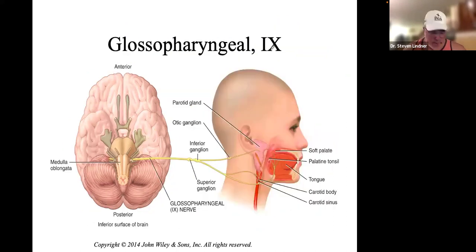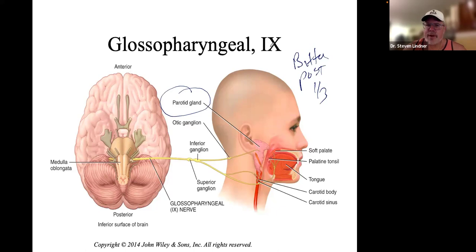The glossopharyngeal, which is cranial nerve 9, deals with bitter to the posterior 1/3 of the tongue. Cranial nerve 9 also deals with the parotid gland. Cranial nerve 9 also deals with the gag reflex.